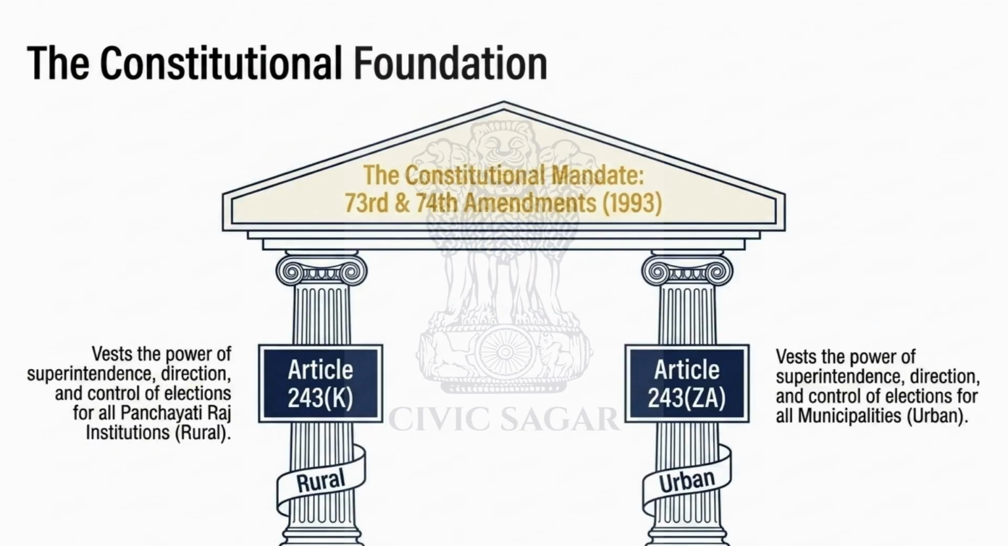The constitutional architecture of the SEC rests on two main pillars under the 73rd and 74th amendments. On the left, Article 243(k) vests the power of superintendence, direction, and control of all rural elections, the Panchayati Raj institutions, in the State Election Commission. On the right, Article 243(za) grants the exact same autonomous authority over all urban elections, the municipalities.